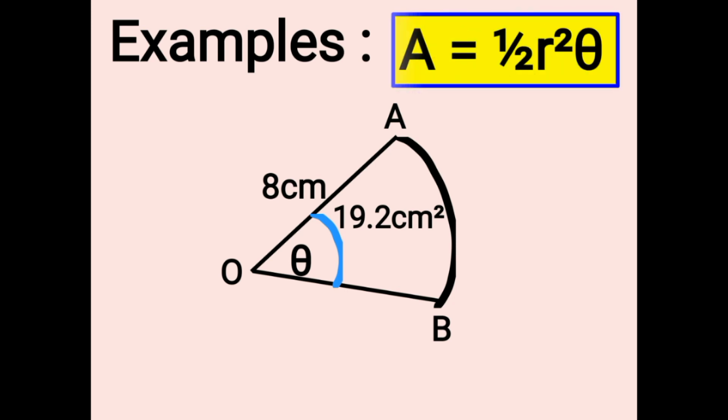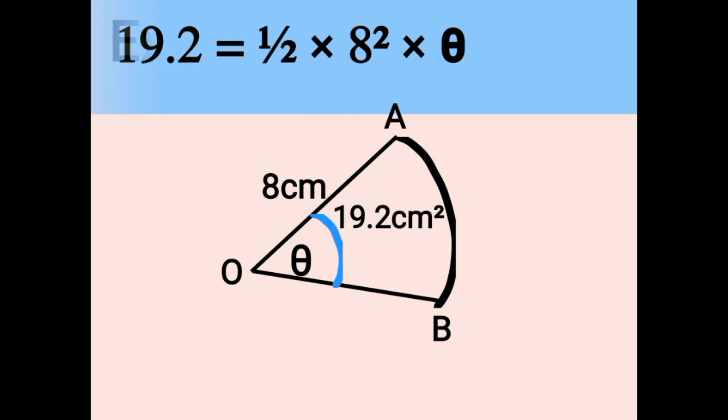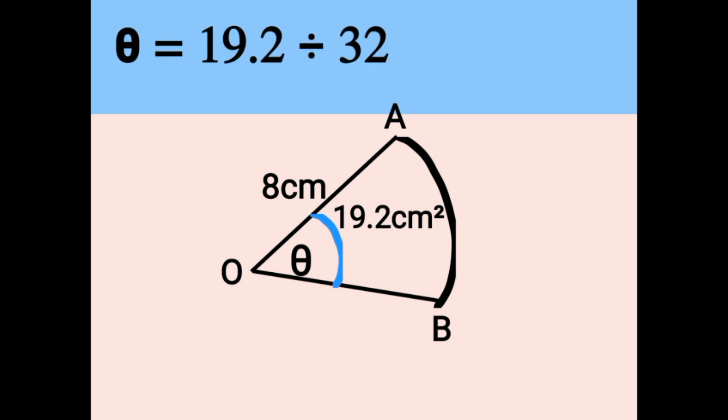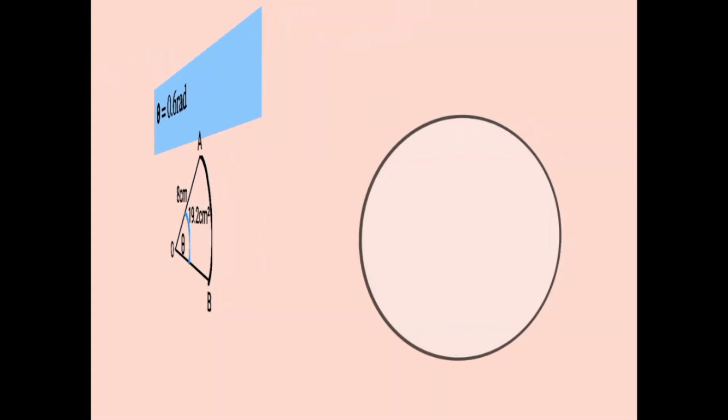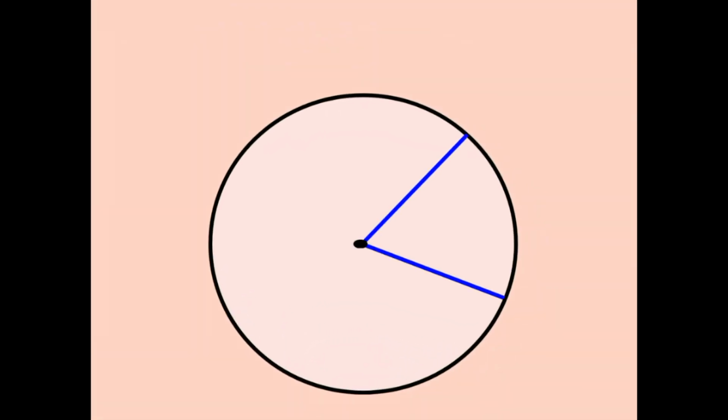Now, to find the angle theta, we can use the formula A equals half r squared theta. So, 19.2 equals 1/2 times 8 squared times theta. 19.2 equals 32 times theta. Theta equals 19.2 divided by 32. Theta equals 0.6 radians.